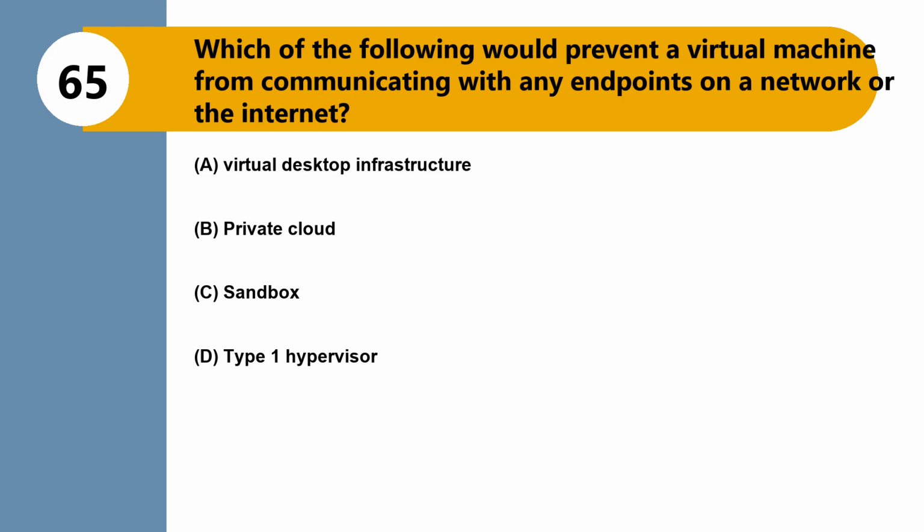Option A, virtual desktop infrastructure. Option B, private cloud. Option C, sandbox. Option D, type 1 hypervisor. The correct answer is option C, sandbox.